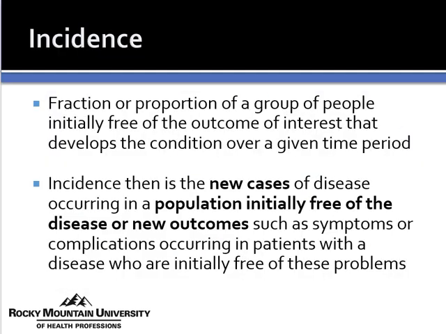Incidence is the fraction or proportion of a group of people initially free of the outcome of interest that develops the condition over a given time period. Incidence then is the new cases of disease occurring in a population initially free of the disease or of the outcomes of interest. So you can see how I made that comparison of period prevalence being everybody that has it at the initial point in time, and then everybody that develops it over a period of time. Incidence is basically now we're only counting those people who are injury-free or disease-free or don't have the outcome of interest at baseline.